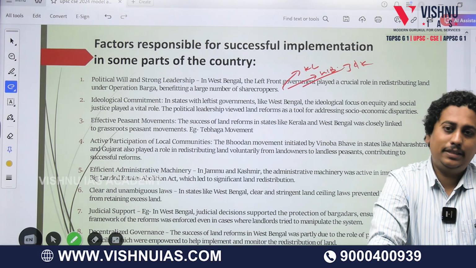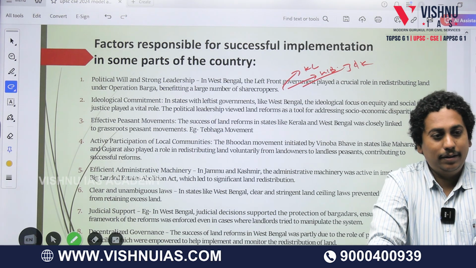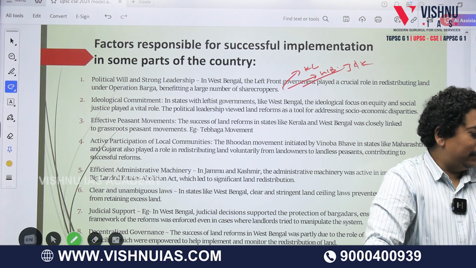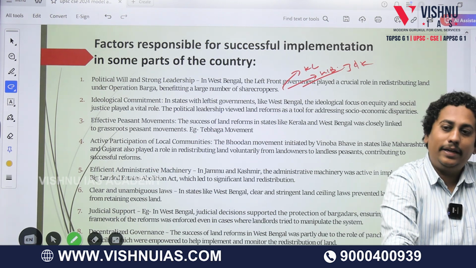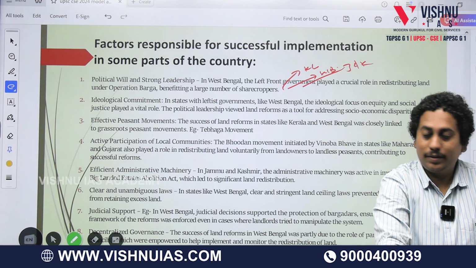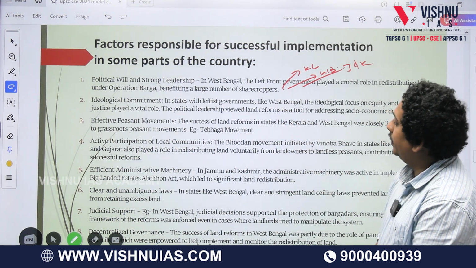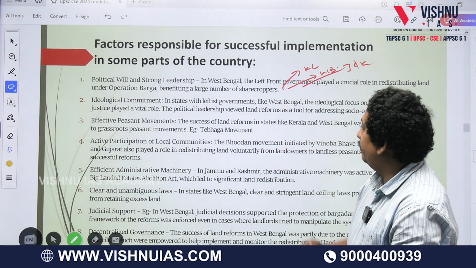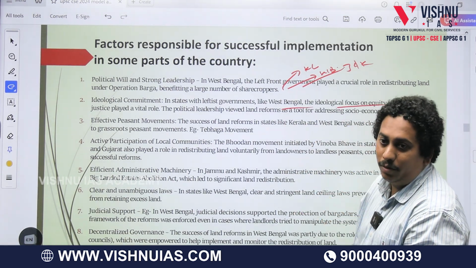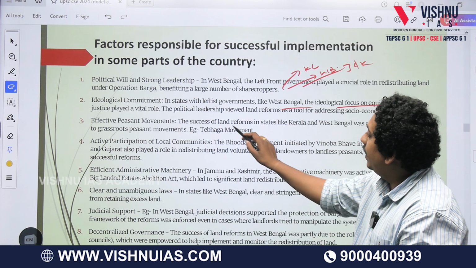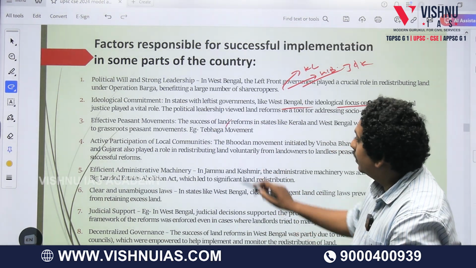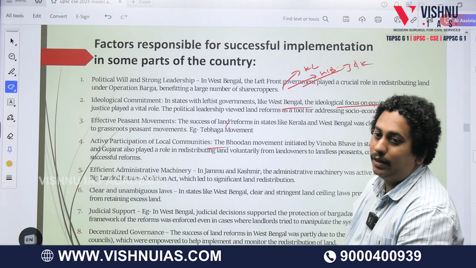But for land reform, basically you could touch West Bengal and Kerala. And that is the reason, in fact, in these two states only, the CPI political party is more popular. Okay. Political will and strong leadership. Ideological commitment. Governments like West Bengal have an ideology which is more pro-poor. Effective peasant movements. All your movements you can write. Active participation of the local communities.